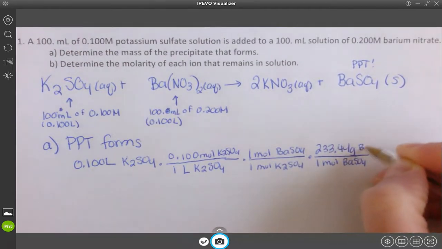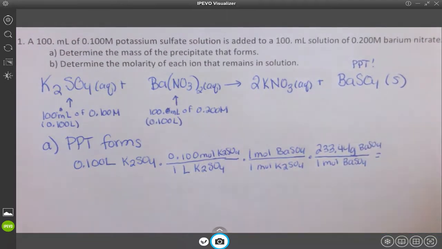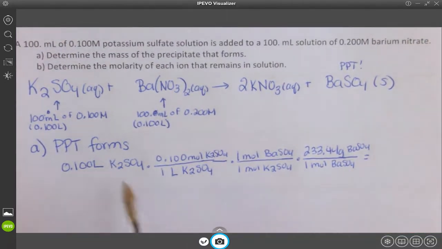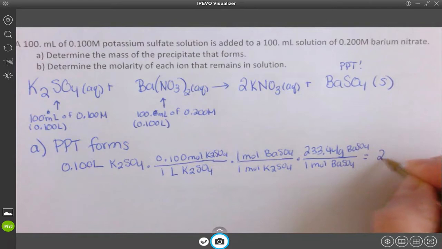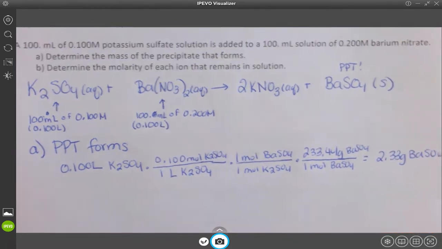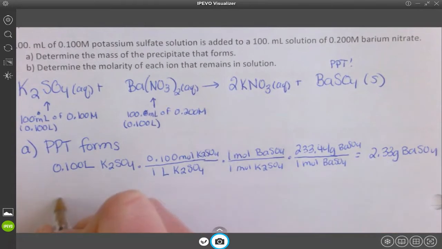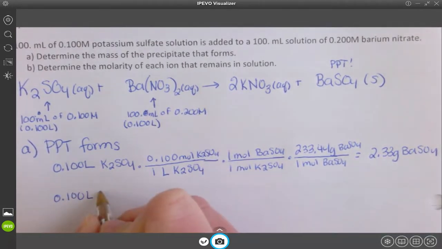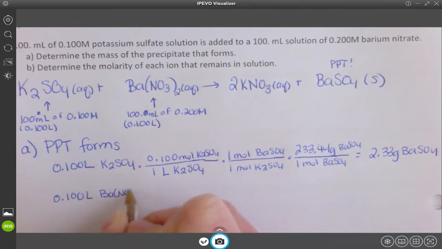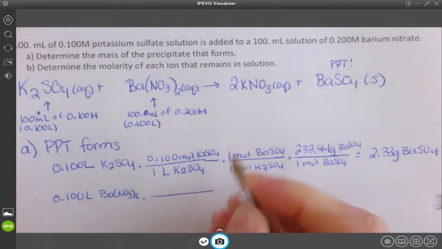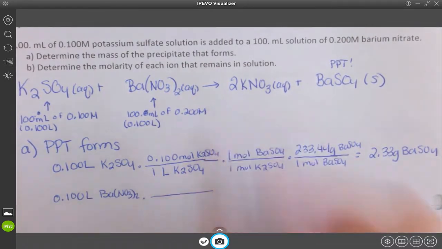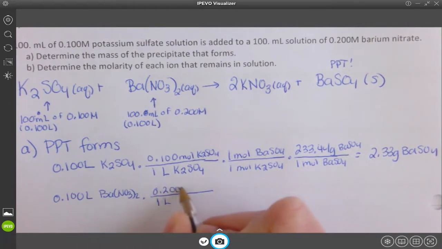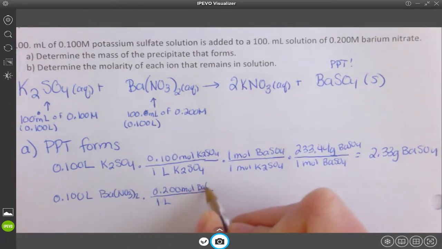So that's just my molar mass of my BaSO4. Okay, when you go ahead and plug those in and you round to the 3 sig figs that you start with, I get 2.33 grams of BaSO4. Okay, now I need to check my other reactant. So I have my 0.100 liters of my barium nitrate. I'm going to use its molarity, which is 0.2 in this case. So for 1 liter of it, I have 0.2 moles of my barium nitrate.